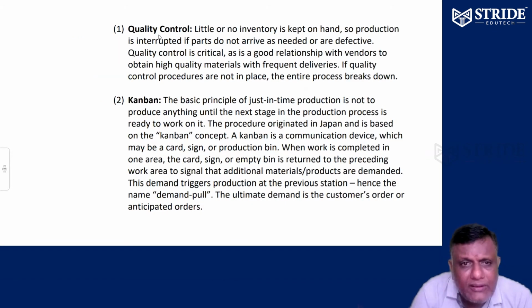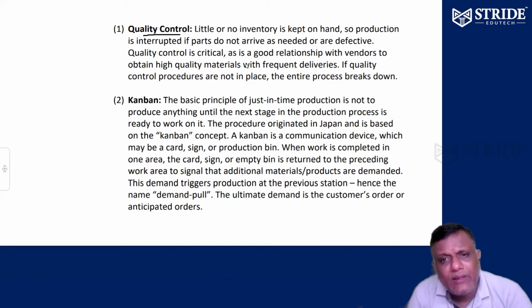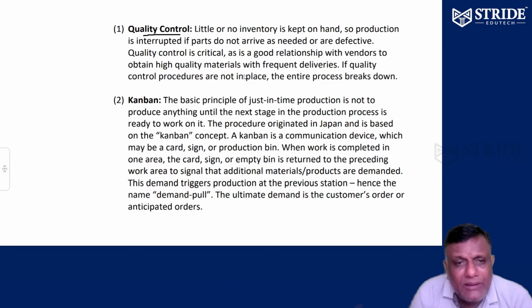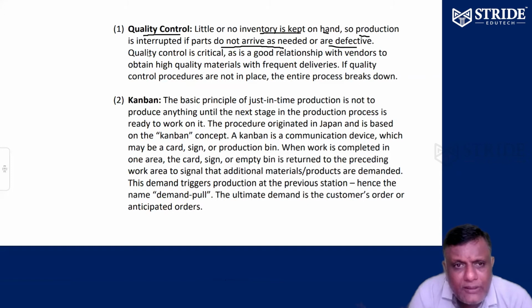The next important thing in cost is called quality control. If the input is quality, the output is okay. If the input is critical, the output is weak. Everything depends on input material quality control. Little or no inventory is kept on hand, so production is interrupted if materials do not arrive as needed or are defective. On time, if not arrived, your production is interrupted and stopped. If the materials are defective, your production is interrupted. So quality control is very, very critical.